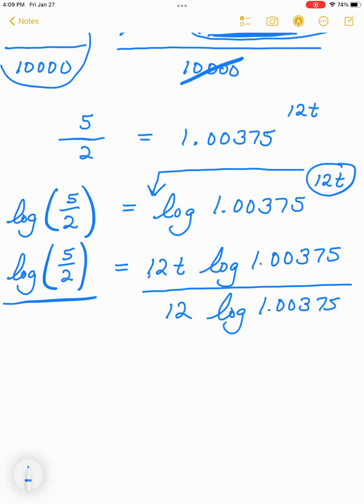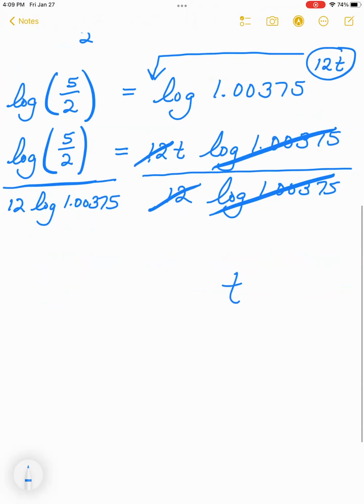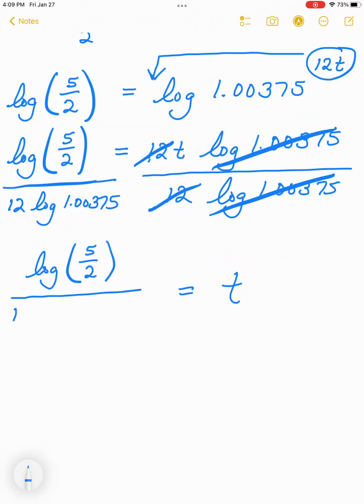And then I do the same thing, of course, on the other side. So I'm dividing by 12 times log 1.00375. The 12s cancel and those logs cancel on that side, and that leaves me with just the t. And so I now know that the time required is the log of 5 over 2 divided by 12 times the log of 1.00375.